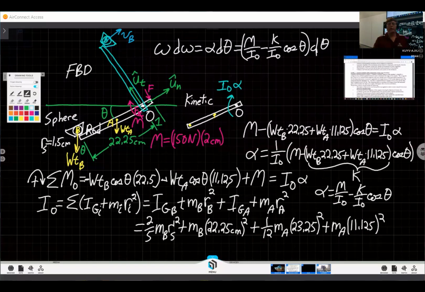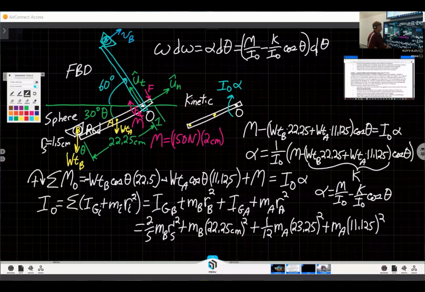Where we're heading here is I need to know the velocity of that ball when it launches at 60 degrees. We start at 30 degrees. I'll indicate it this way. We launch at 60 degrees. So how are we going to get our omega? See if anybody can give me a hint.